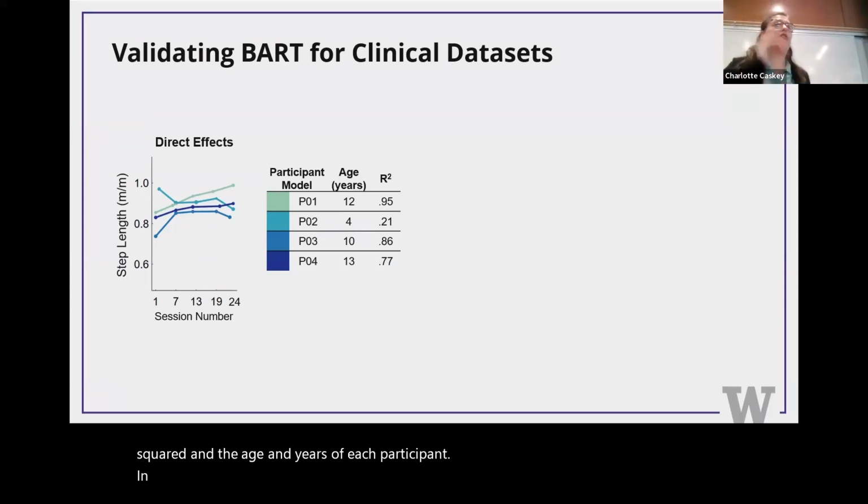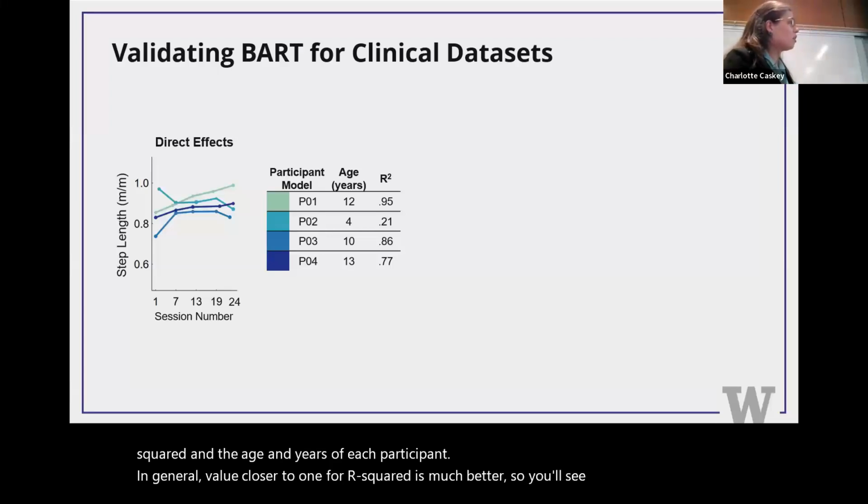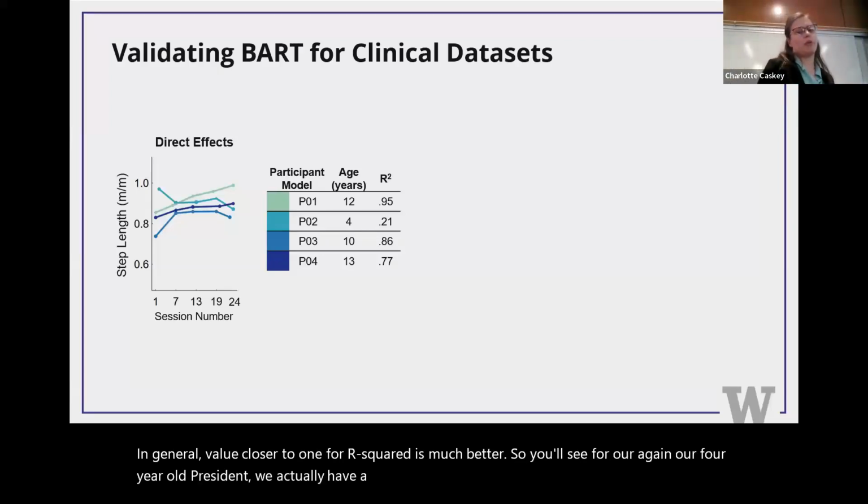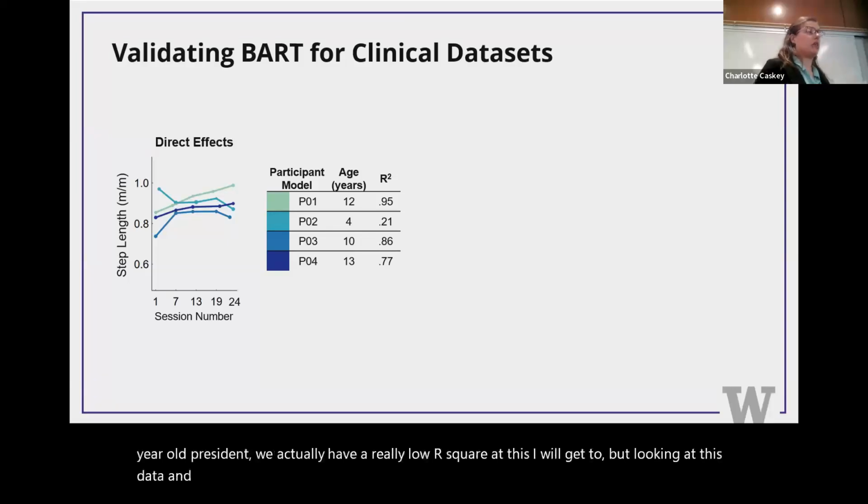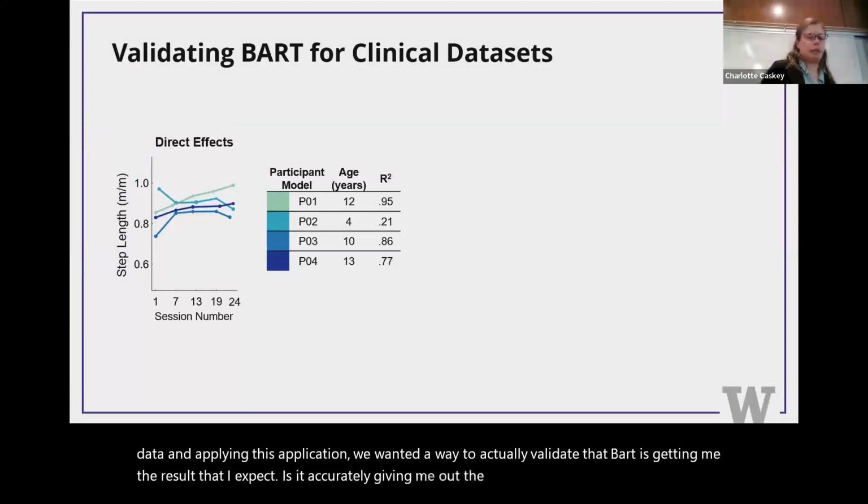In general, a value closer to 1 for R squared is much better. So you'll see for our 4-year-old participant, we actually have a really low R squared, which I will get to. But looking at this data and applying this application, we wanted a way to actually validate that BART is getting me the result that I expect. Is it accurately giving me out the relationship that we put into it?